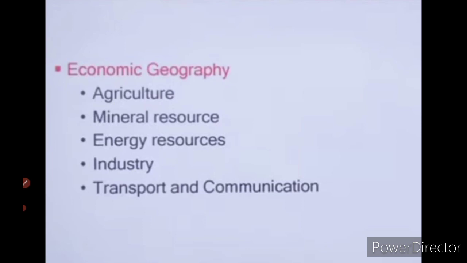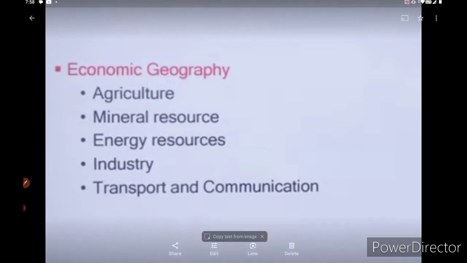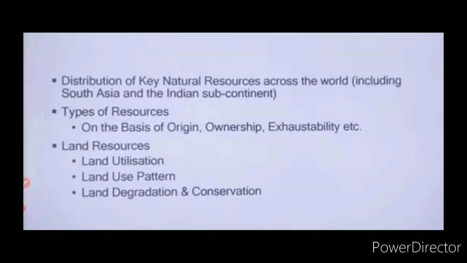Then economic geography, so agriculture, mineral resources, energy resources, industries, transport and communication. In agriculture, everything about growing crops will come here. And about resources also, mineral resource, energy resource. Then distribution of key natural resources across the world, including South Asia and of course the Indian subcontinent. So in types of resources, we have on the basis of what? On the basis of origin, ownership, exhaustibility.